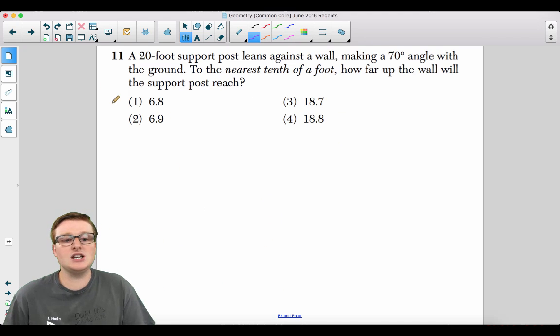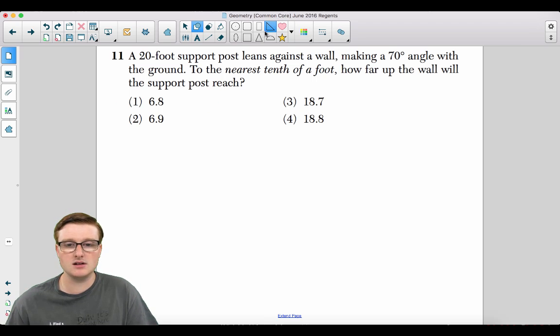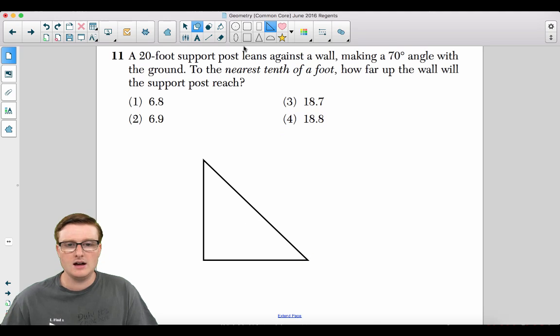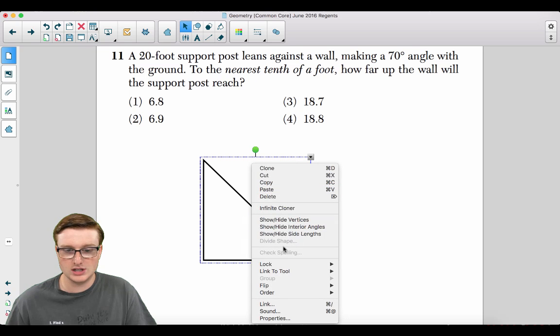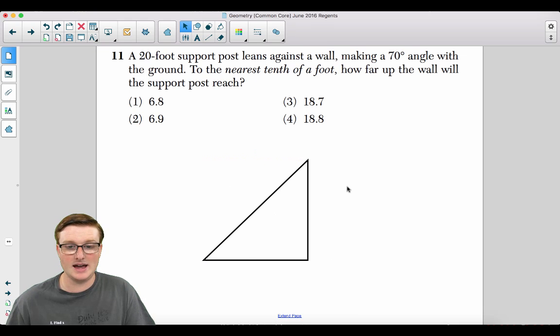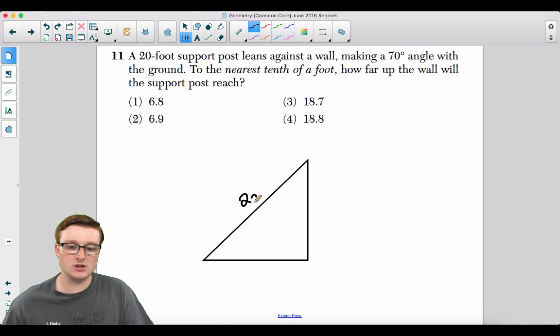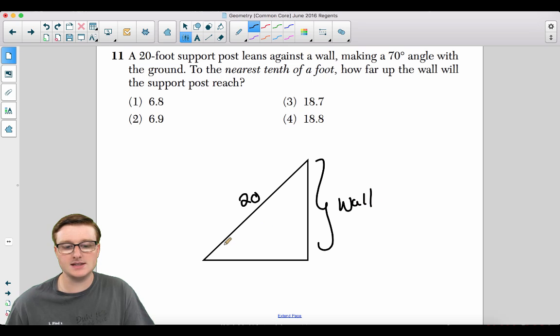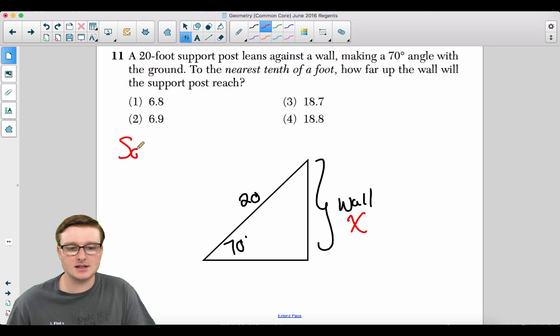Okay. Number 11, a 20-foot support post leans against a wall, making a 70-degree angle with the ground. To the nearest tenth of a foot, how far up the wall will the support post reach? So your job is to create a figure. Okay. So it says here, I'm actually going to flip this around here. It says a 20-foot support post leans against. Okay. So this right here is a 20-foot support post. And it leans against the wall, so this is the wall. And it makes a 70-degree angle with the ground. How far up the wall will the support post reach? So we're looking for this over here. This is a classic SOHCAHTOA question.